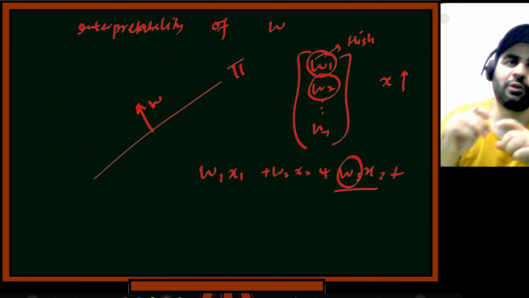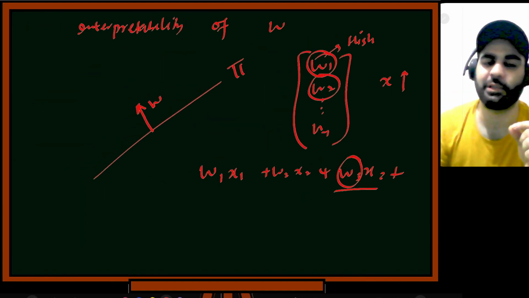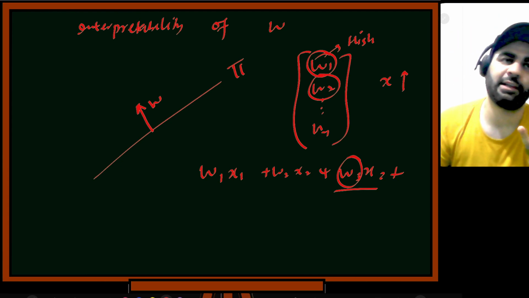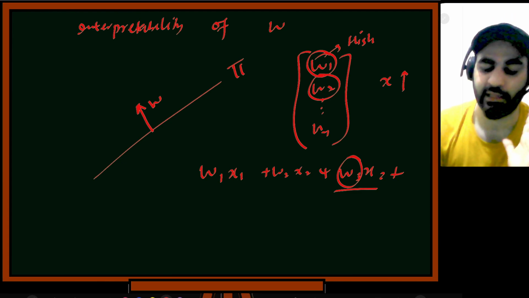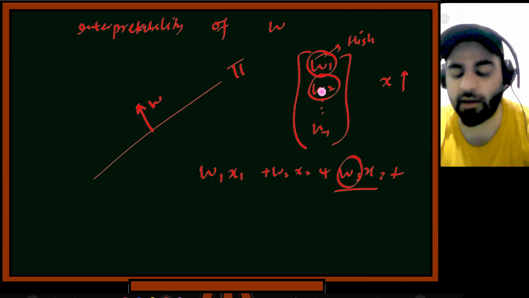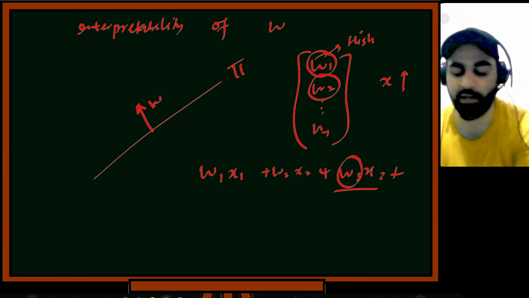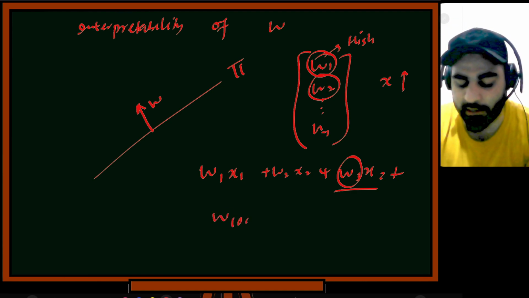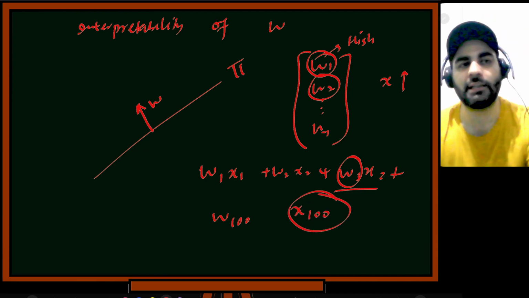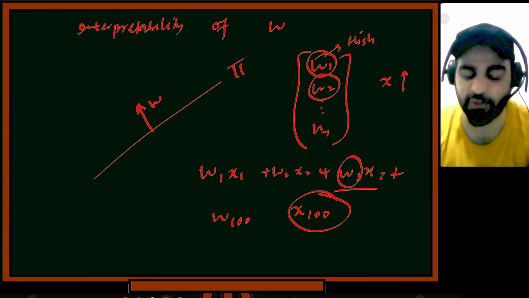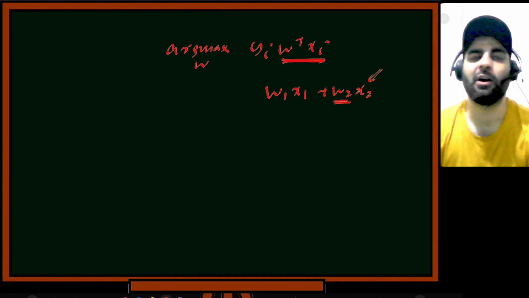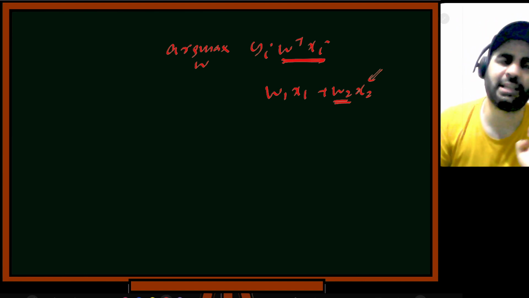So this W vector is interpretable. How? You'll get coefficient values. If this W1 is high, that means the X1 feature is more important. If this W2 is high, the X2 feature is more important, because this is the coefficient of feature 2. Accordingly, if W100 has a high value, that means the 100th feature of that data point is more important, because we want to maximize the equation. The higher the value of W, the more important the feature.